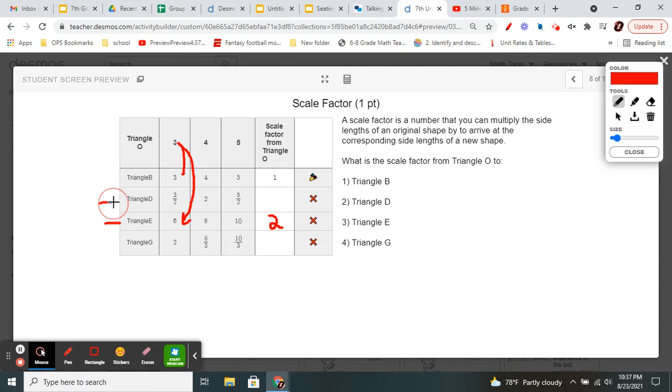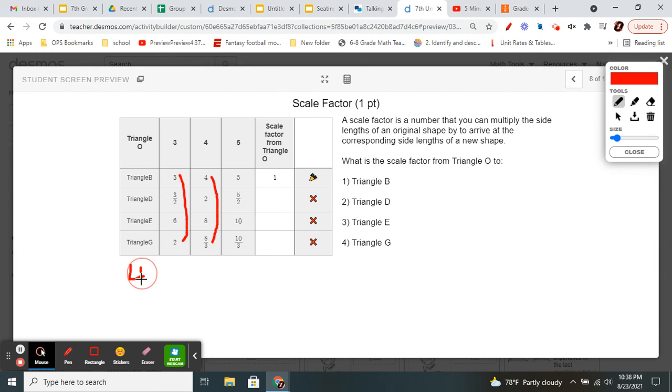But now we're going to do D and G. So 3 times something is 2. So let's change these to a fraction. See if that helps us. No, doesn't really help us. So instead of messing with this to this, let's go up here and do 4 to 8/3.